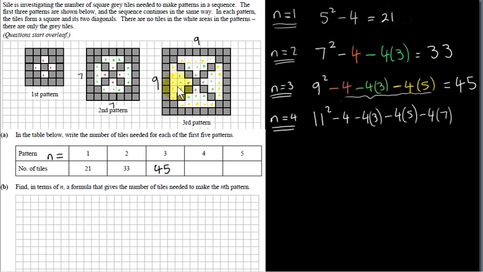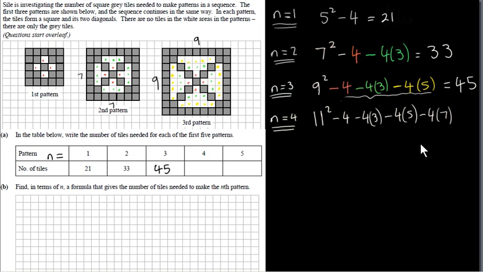So for n equals 4, which I'm not going to draw, we would see the same spaces as for n equals 3. That's the 4 red dots, the 4 by 3 are the 12 green dots, and the 4 by 5, which is the 20 yellow dots. But we'll see an extra 28 dots, and the sides of the square will be 11. The sides of the square are increasing by 2.